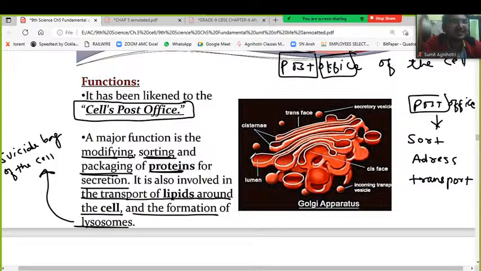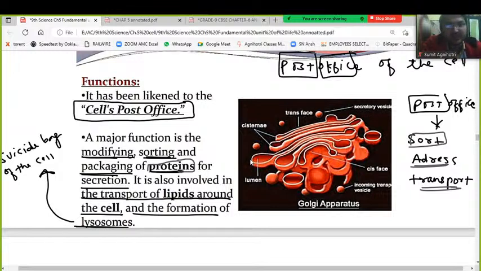Because in a post office we sort out the address and then transport. The same thing is done by this Golgi apparatus. A major function is the modifying, sorting and packaging of proteins. They sort, they package and they modify these proteins for secretion.